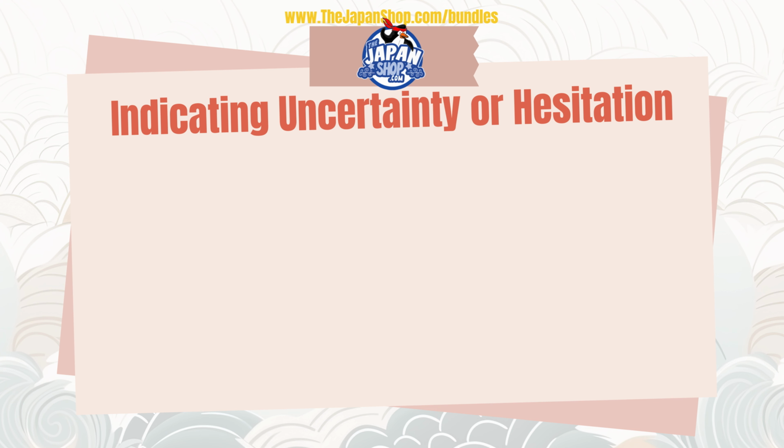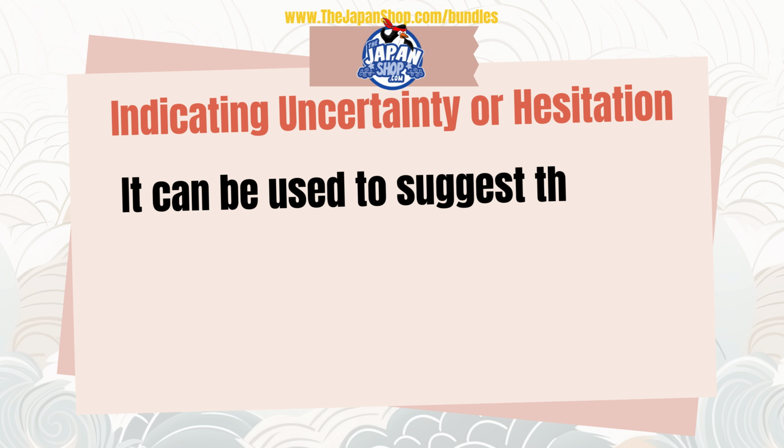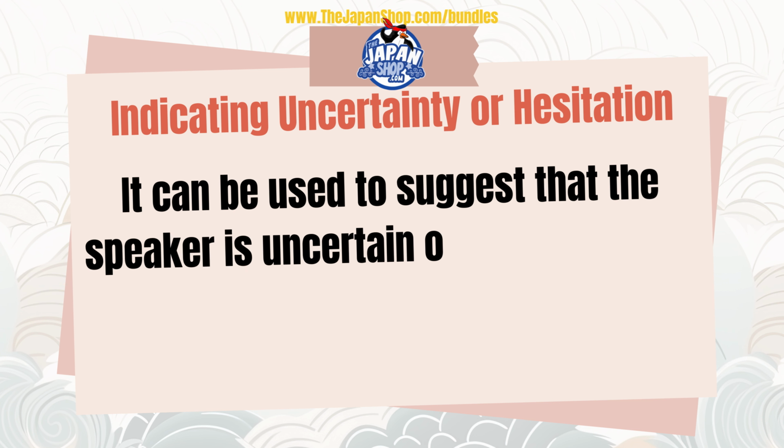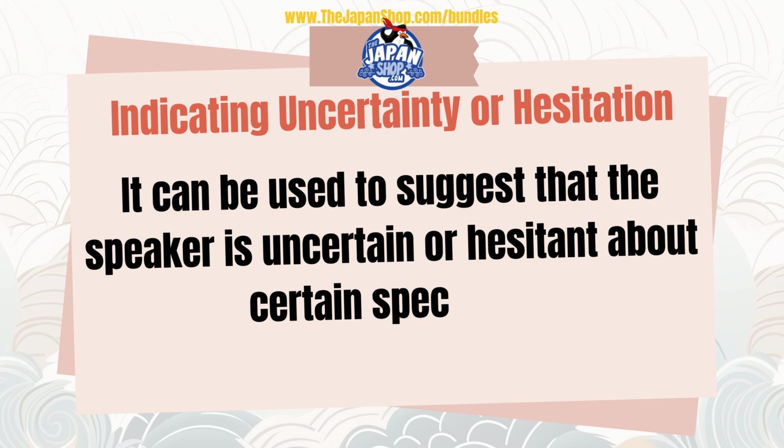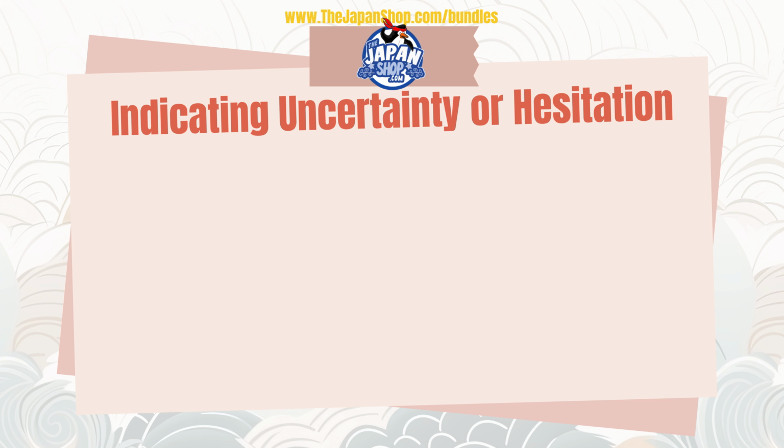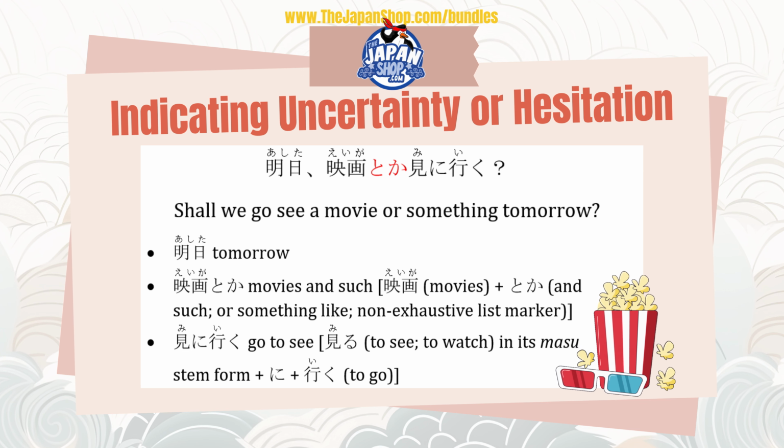Indicating uncertainty or hesitation. It can be used to suggest that the speaker is uncertain or hesitant about certain specifics. 明日映画とか見に行く Shall we go see a movie or something tomorrow?